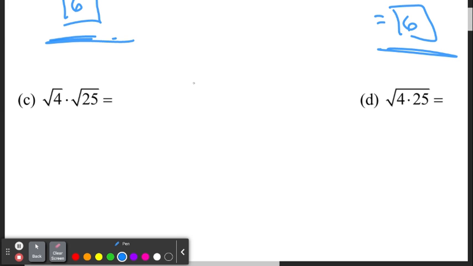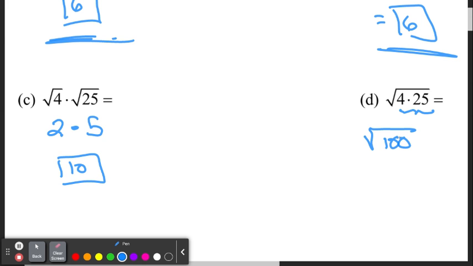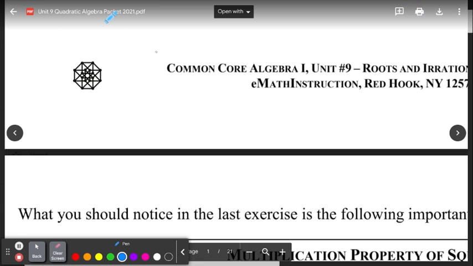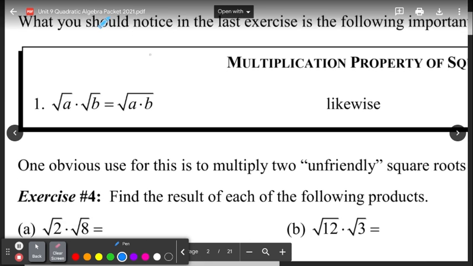So for letter C, if I do the square root of 4, I get 2. Square root of 25 is 5. And then when I multiply those two things together, I get 10. Or if I figure out what 4 times 25 is first, I get square root of 100, which is 10. Same answer. Doesn't matter what order you do it. Let's do the next page in this same video, and then I'll pause it for the next video.